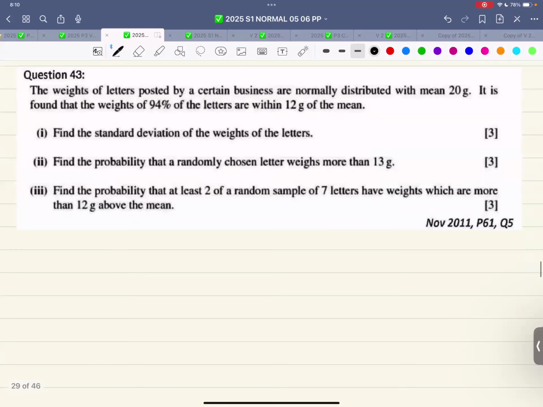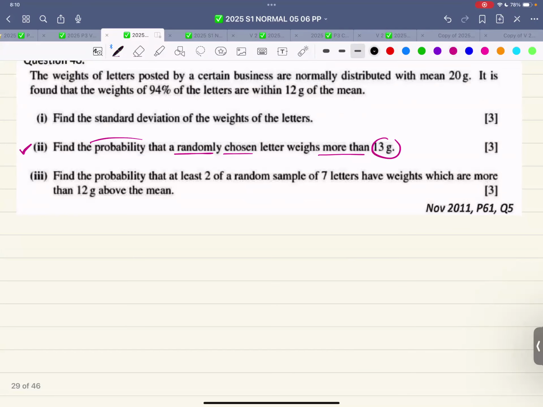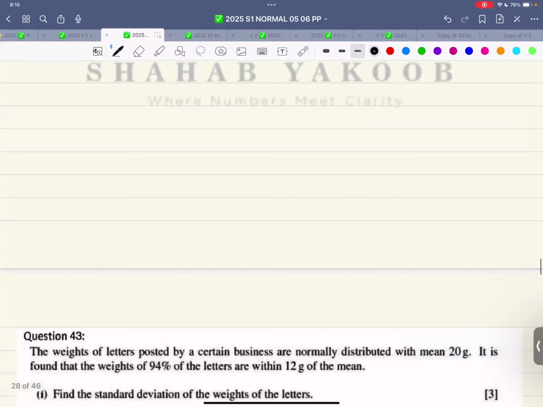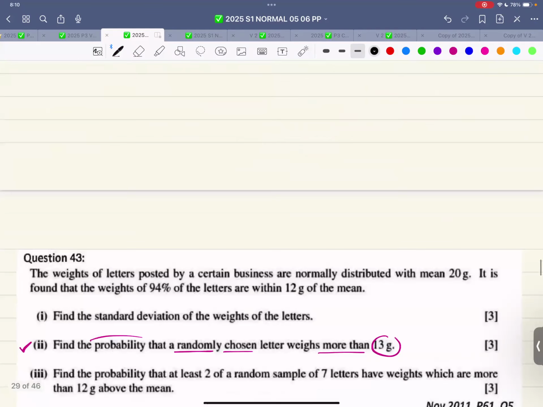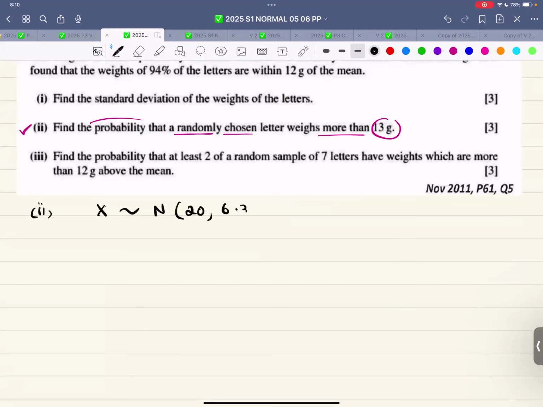And let me focus on the second one. It says find the probability randomly chosen letter weighs more than 13 grams. This is simple. We will write second part. X follows a normal distribution, 20 comma, use the unrounded value, 6.3795. Let me write it over here. 6.3795 squared and more than 13 grams. Probability X is greater than 13.